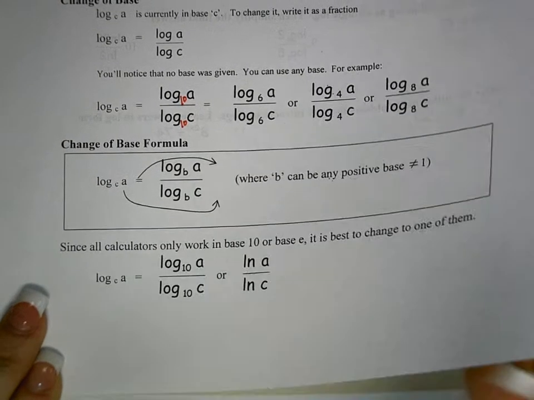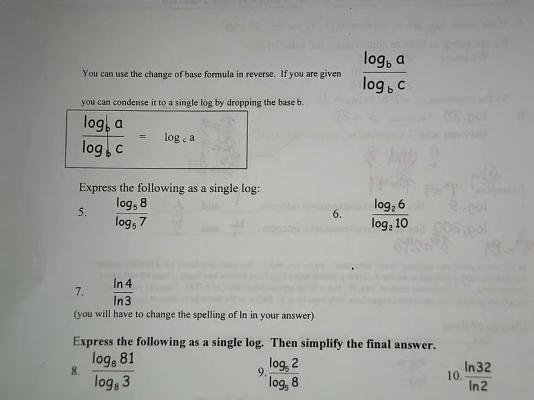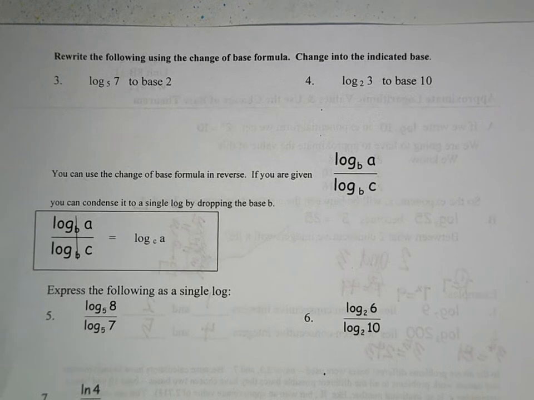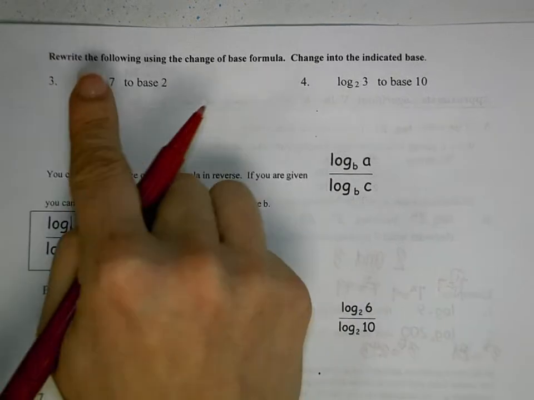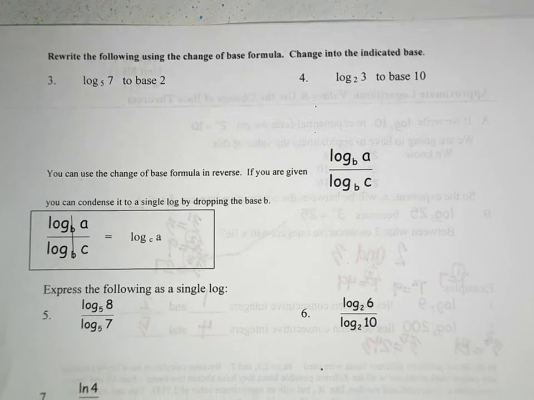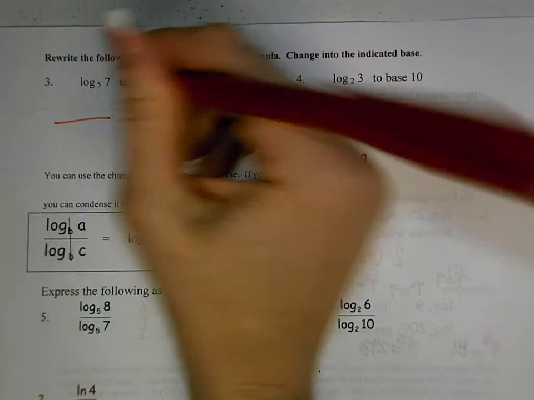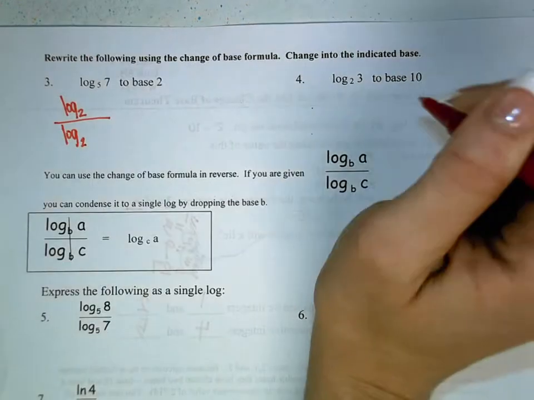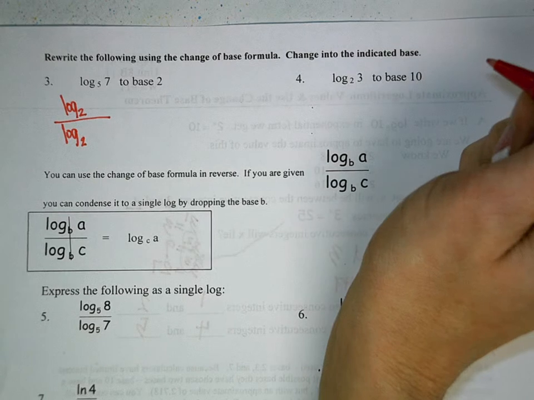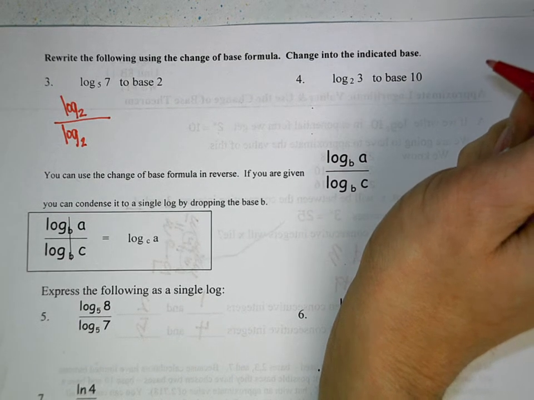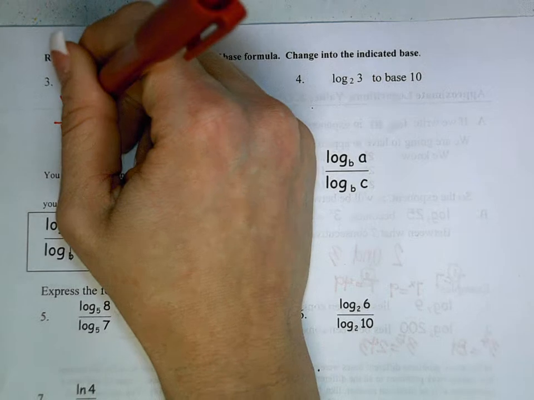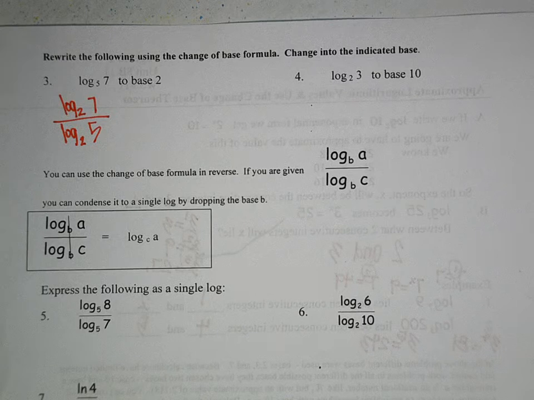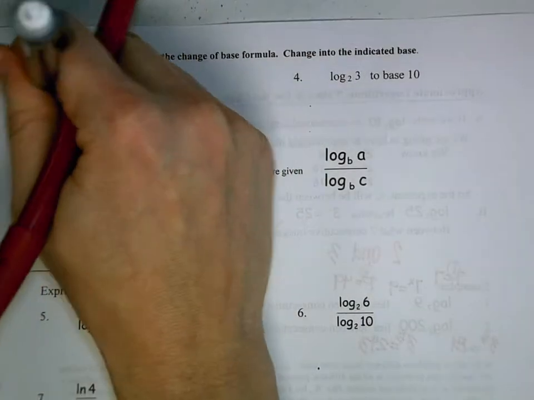Now, look on the back. It says, rewrite the following using the change of base formula. I want you to rewrite log base 5 of 7, changing it into base 2. The way you do that is it's always going to become a fraction. So we write log base 2 over log base 2. Then you just have to figure out where the 5 goes and where the 7 goes. 7 is on top. If you look at the formula I gave you on the front, 7 goes on the top, the base goes on the bottom. That's it. That is your answer, and that is all that we're looking for here.